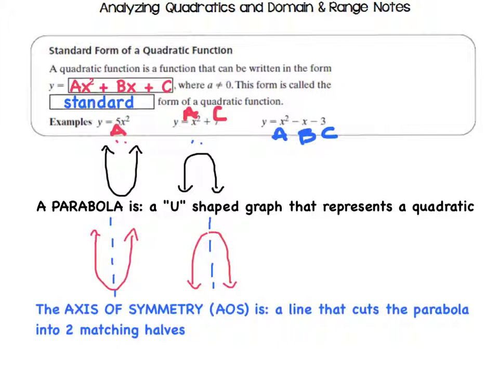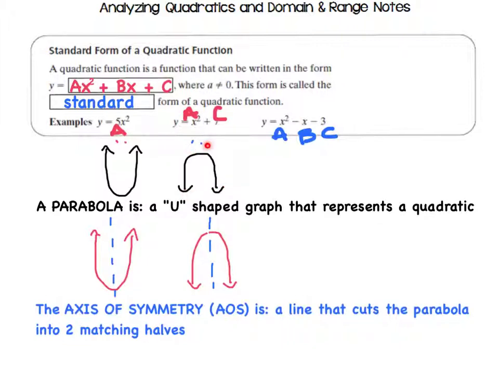A parabola is a U-shaped graph that represents a quadratic function. Notice here I drew two examples. This is a parabola that opens up. Notice it looks like a happy face. And then there are also parabolas that open down. Notice that looks like a sad face.